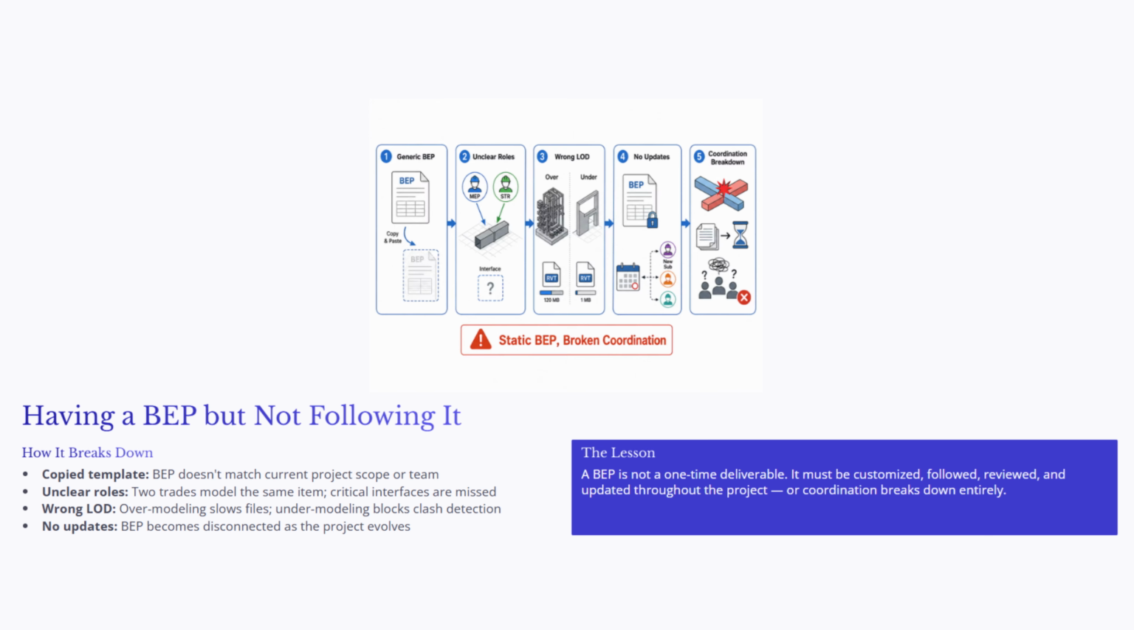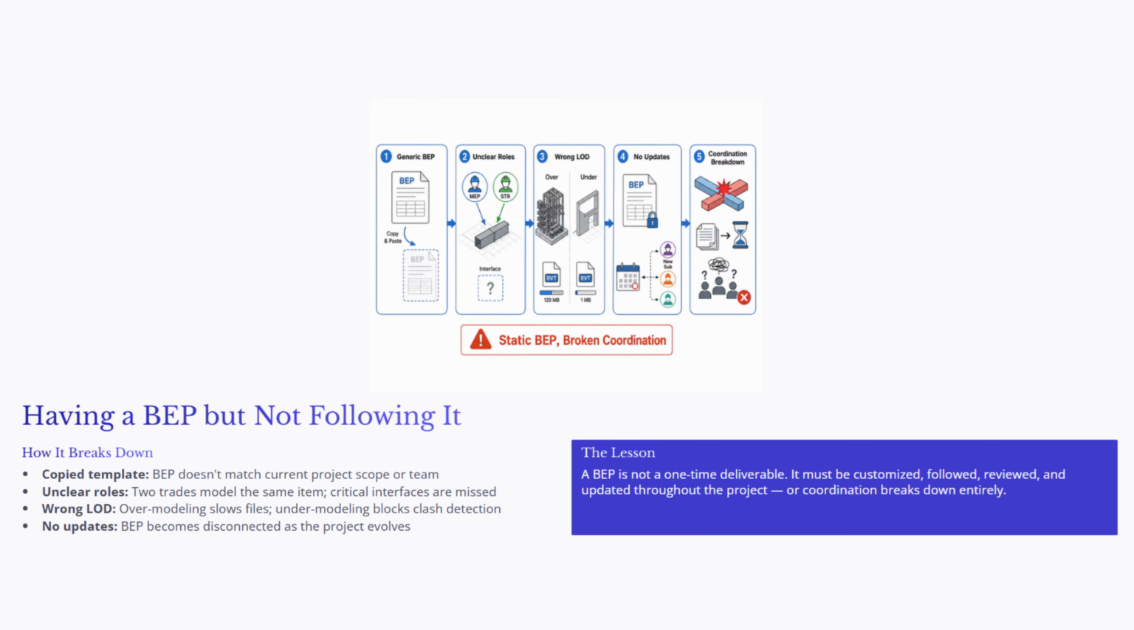If it is treated as a static administrative document, it becomes disconnected from daily coordination, model exchanges, clash resolution meetings, and field communication. This slide shows several ways that this breakdown happens. First, the BEP may be copied from a previous project. It may sound professional, but it may not match the current project's scope, team structure, delivery method, software platforms, or trade participation needs. Second, roles may be unclear.